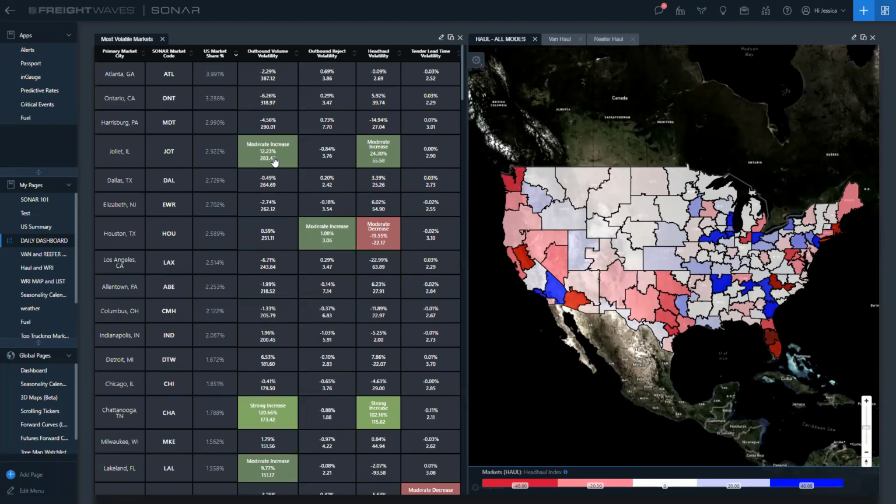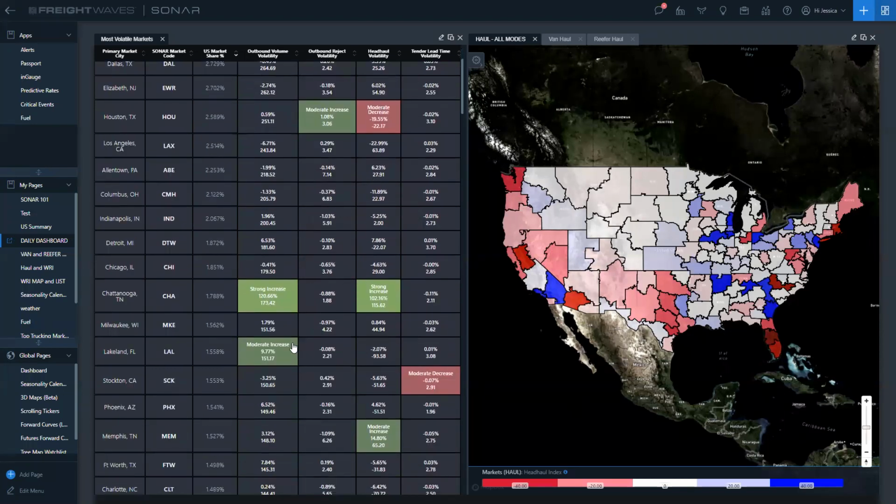You can see Joliet has an increase in outbound volume. There's also an increase in head haul. So these are markets where you can direct your attention to see what you can do to secure maybe more business, to make a little bit of extra revenue, and to work your day a little bit easier as well. You can use this to identify where you might have some struggles as well.